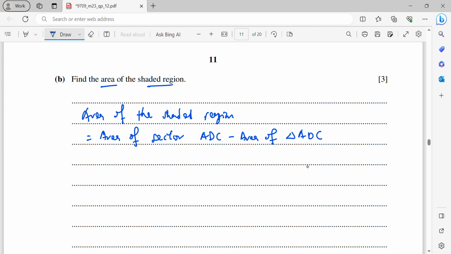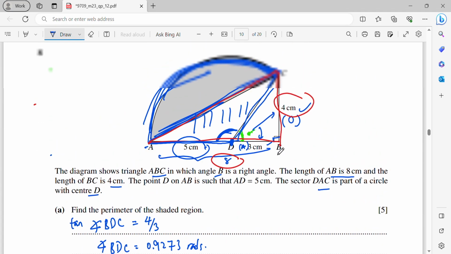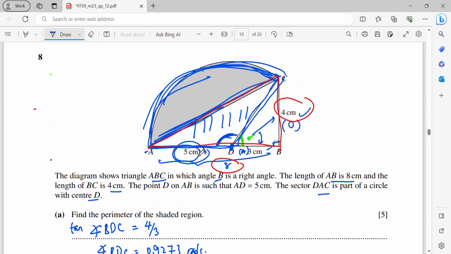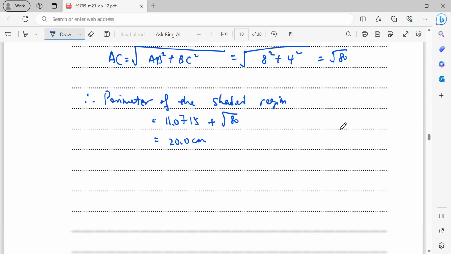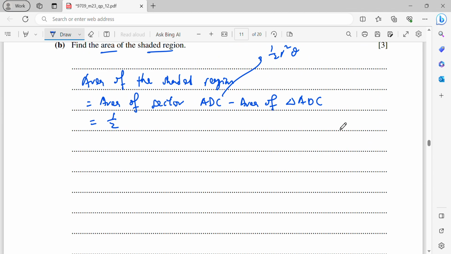So now area of sector ADC formula is half r squared theta. Okay, this is half r squared theta. So I will write half. The r is basically 5. Okay, this is a sector 5. Then the theta is 2.2143. So r squared, so 5 squared times 2.2143 minus area of triangle.